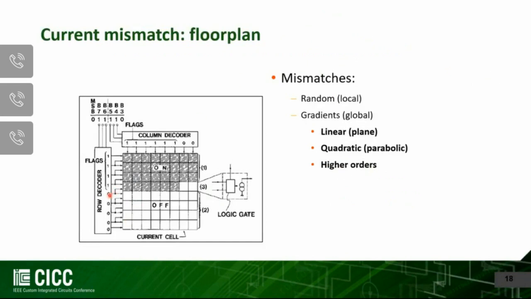Now, if these devices are arranged into an array and their assignment to input code is such that they will turn on in a sequence that follows the input code progression, then gradients of current errors track the code and directly lead to large INL. Process or power gradients can be linear, such as a plane represented as a function of space, or they could be quadratic, such as a second-order curve in space, etc.